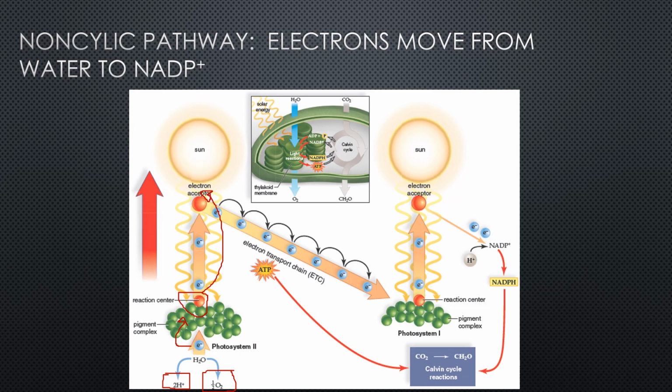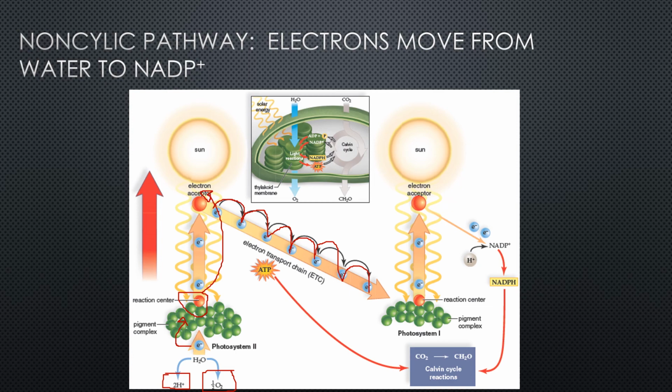Next, the electron acceptor passes the electron down what we call an electron transport chain. And this is just a series of electron acceptors, and every time we pass that along, we release a little bit of energy, and that energy is captured and stored in the form of a hydrogen ion gradient across the membrane.